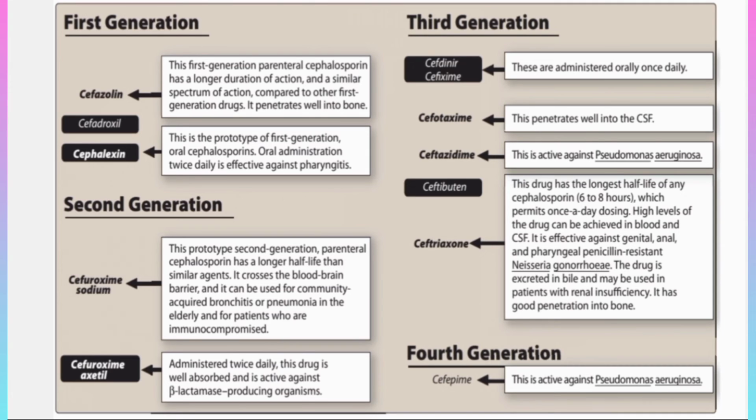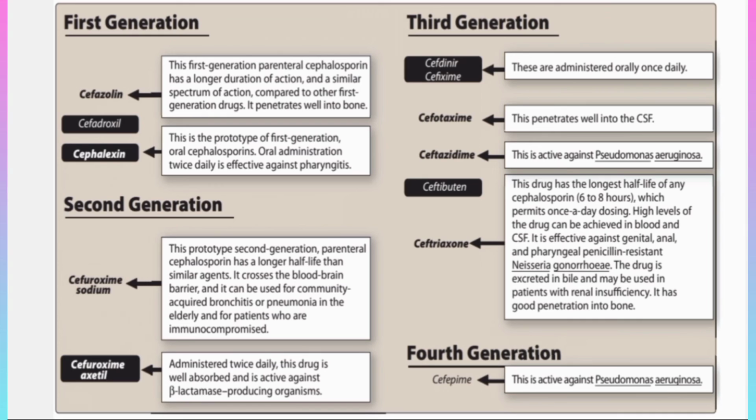Among the second generation, we have cefuroxime sodium and cefuroxime axetil. Cefuroxime sodium is the prototype second generation parenteral cephalosporin, with a longer half-life, crosses the blood-brain barrier, and can be used for treatment of community-acquired bronchitis or pneumonia in the elderly and patients who are immunocompromised. Cefuroxime axetil, administered twice daily, is well absorbed and is very active against beta-lactamase producing organisms.